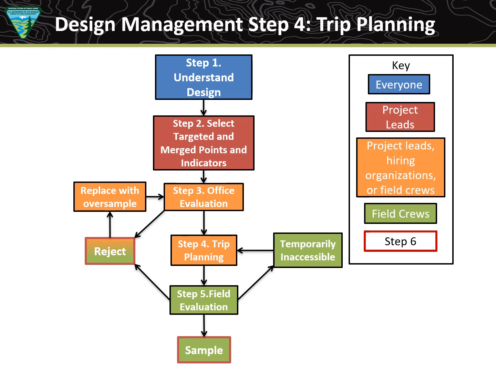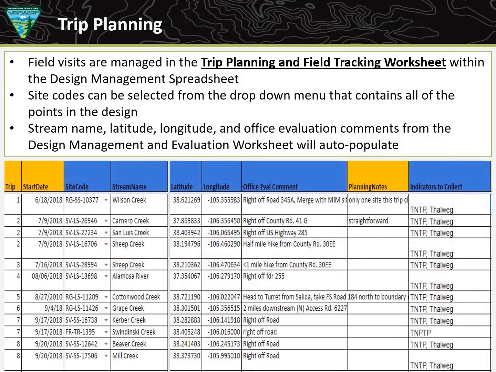The fourth step in the design management process is to plan trips for crews to go out and sample or reject the points that were evaluated in the office. Field visits can be managed in the Trip Planning and Field Tracking Worksheet within the Design Management Spreadsheet. In this worksheet, a site code can be selected from the drop-down menu that contains all the points in the design. Stream name, latitude, longitude, and office evaluation comments from the Design Management Worksheet will auto-populate when the site code is selected.